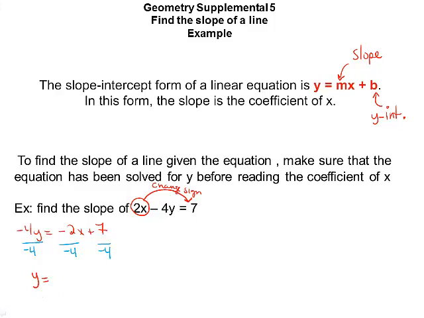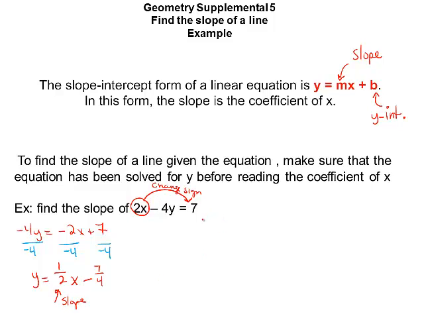So I have y is equal to 2 over 4, which is 1/2. Negative over negative made it positive. Minus 7 over 4, I don't really care, you should just leave that like that. And here is my slope.